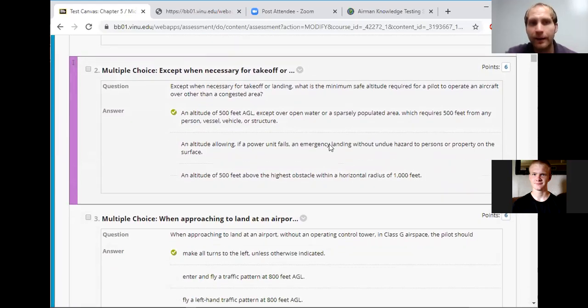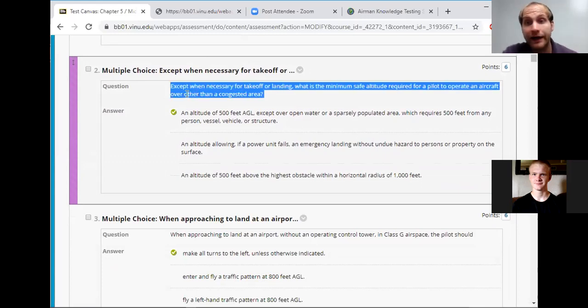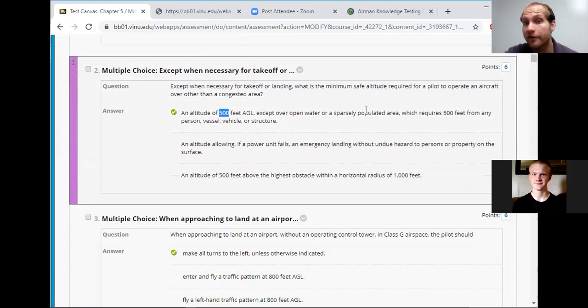We have a good question, except for necessary for landings or takeoff. What's the minimum safe altitude required for the pilot over other than congested area? So other than congested area. We're not over the big city. It's other than congested area. So we're 500 AGL, except if it was open water, sparsely populated area, the desert, the ocean, which would just be 500 feet from any person, vessel, structure. So remember, minimum safe altitudes, part 91 question, minimum safe altitudes, other than congested area. So it's 500 AGL.